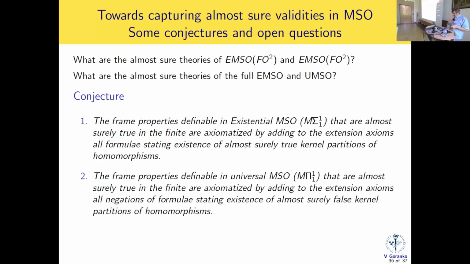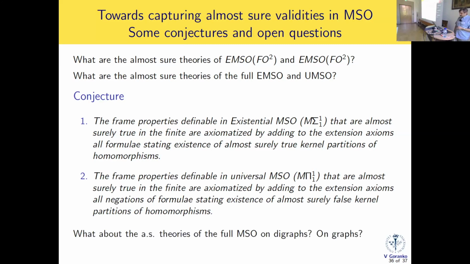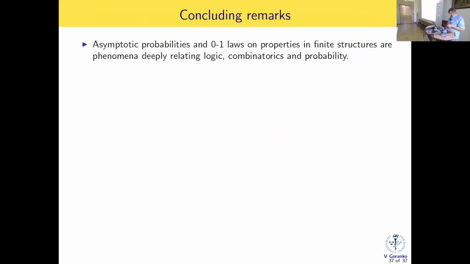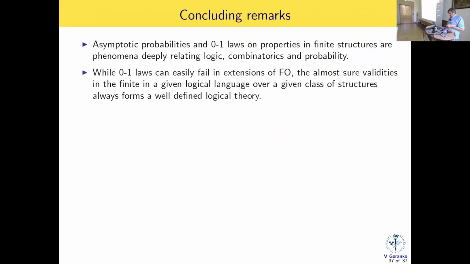And likewise, for the frame properties that are definable in universal MSO, that are almost surely true in the finite, the claim is that they follow logically or axiomatically, deductively, by adding to the extension axioms all negations of formulae that state existence of almost surely false kernel partitions. Okay. And so, of course, there is a bunch of more questions to ask here, but I want to wrap it up and leave time for questions.